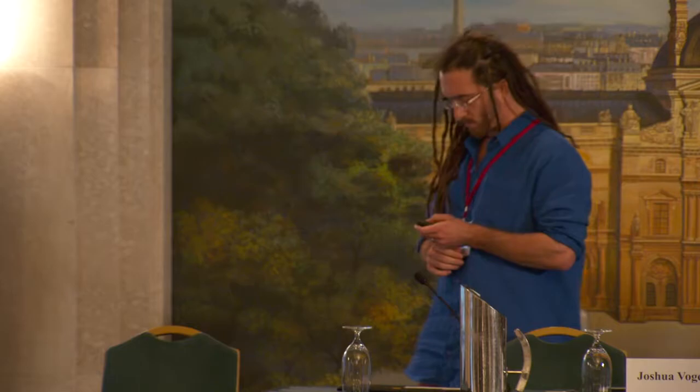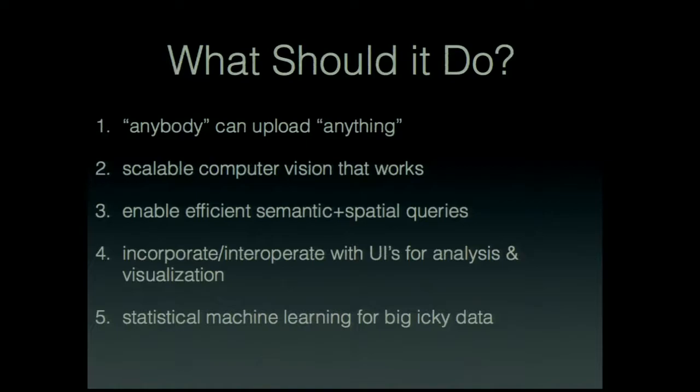And so the first question for me is, what should a system do? In my head, it should do these five things. It should do lots of other things too, but one thing that would be nice is anybody can upload anything. I think the last talk demonstrated something like that. I mean a little bit less anything than you mean. I mean in particular mostly different modalities of brain imaging data. And I'll talk a little bit more about that in a second.